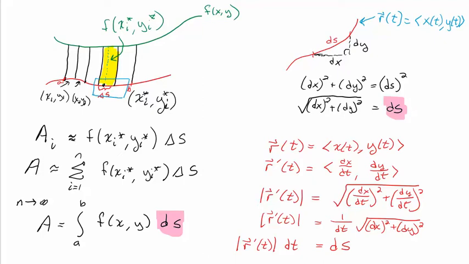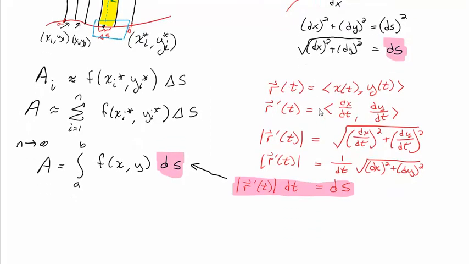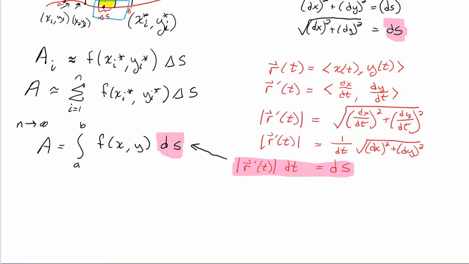Now that's interesting because if I use this for my ds over here, then I'm going to have a dt. So if I could somehow write this integral in terms of t, then I could just do the integral with respect to t. Now that might be easier than doing the integral with respect to arc length. Matter of fact, it will definitely be easier. So let's see if we can rewrite this.